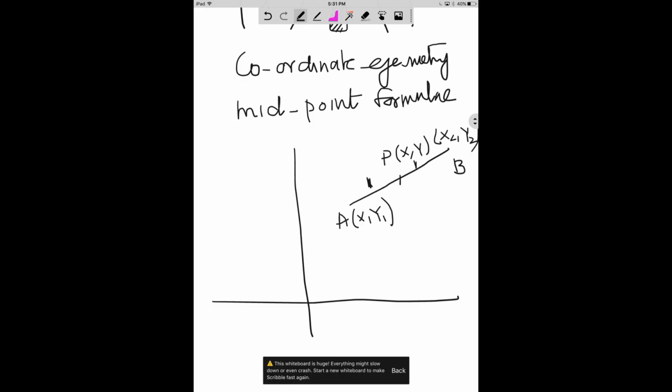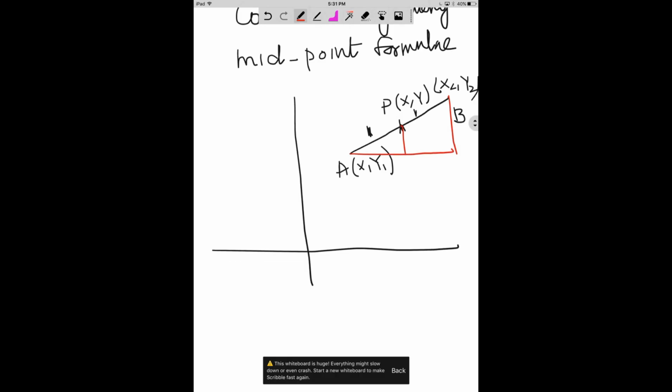So here, 1:1. So midpoint means AP is 1. If AP is 1, PB is also 1. So 1:1.